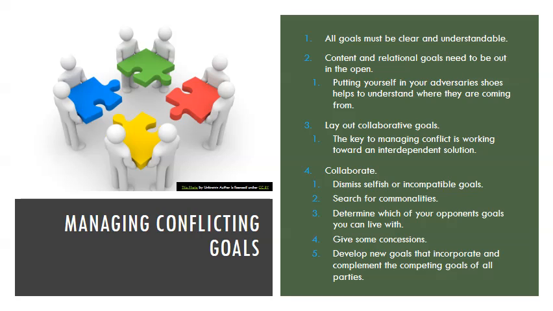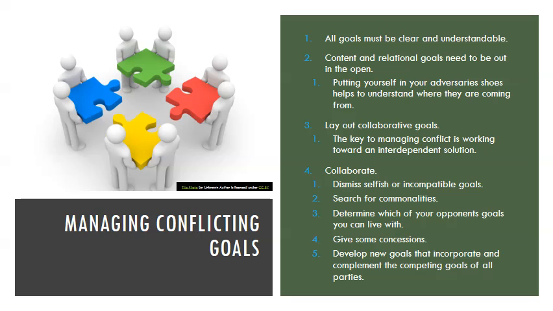Parties should state their goals clearly, discuss each other's differences, making sure that there is a shared understanding, and make each other aware that upholding goals will not impede productivity. The next step in managing conflicting goals is to establish what your collaborative goals are. This is key to working toward an independent solution. The last step is collaboration.